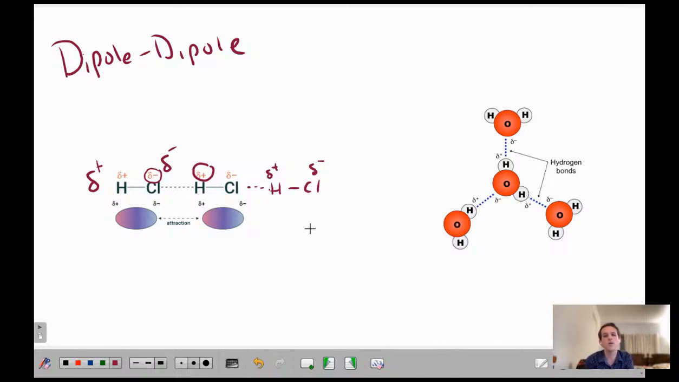That's when you get a non-polar molecule off to the side, and the polarity can actually pull electrons to one side. Not going to go too much into that today. Now, it's like a special edition of dipole-dipole, and those are called hydrogen bonds.